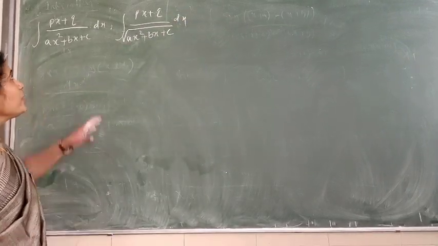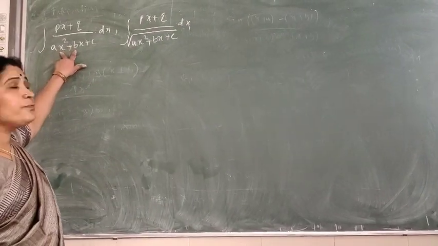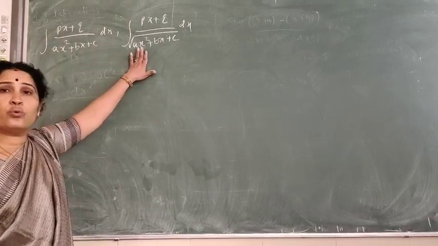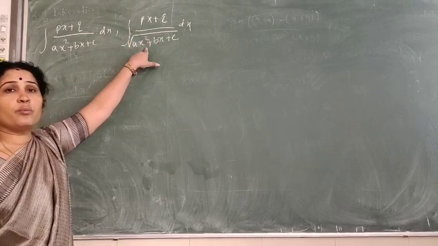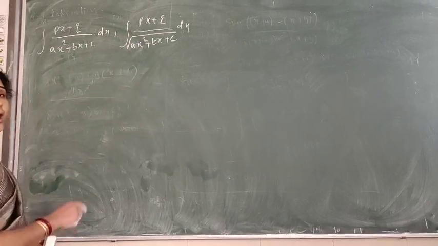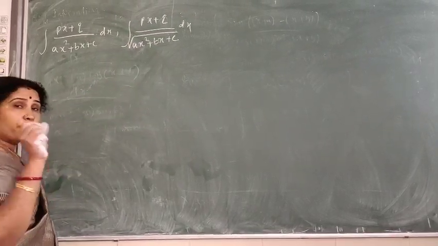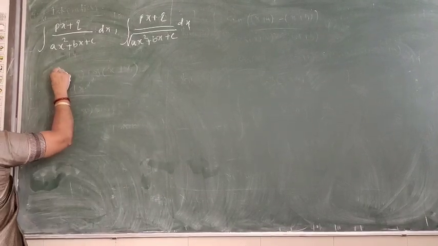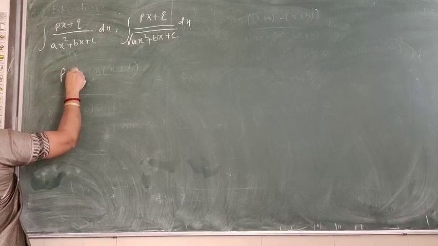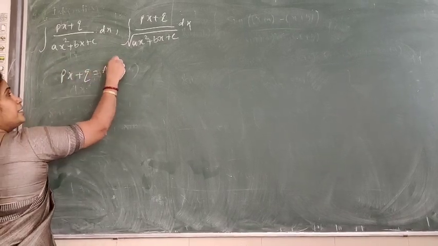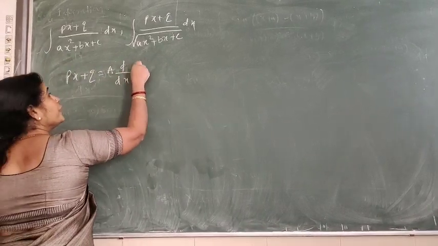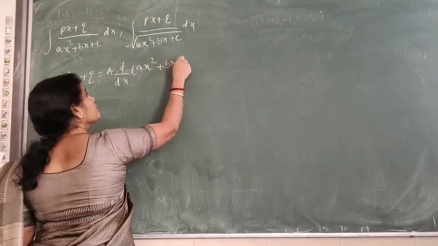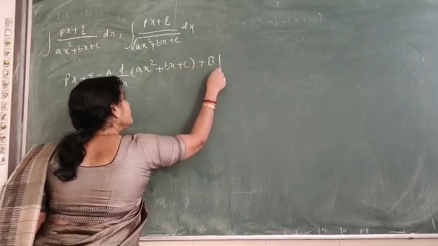So there are two formats of linear upon quadratic. Suppose if it is possible to factorize, then go for partial. Here you have to go for only one method, that is linear upon quadratic. Already I told you, I have given you an example. So definitely our question will come. This is what we have to do. This linear px plus q can be written as a into differentiation of the quadratic, either under root or without under root, ax square plus bx plus c, plus b. Then you know how to proceed.